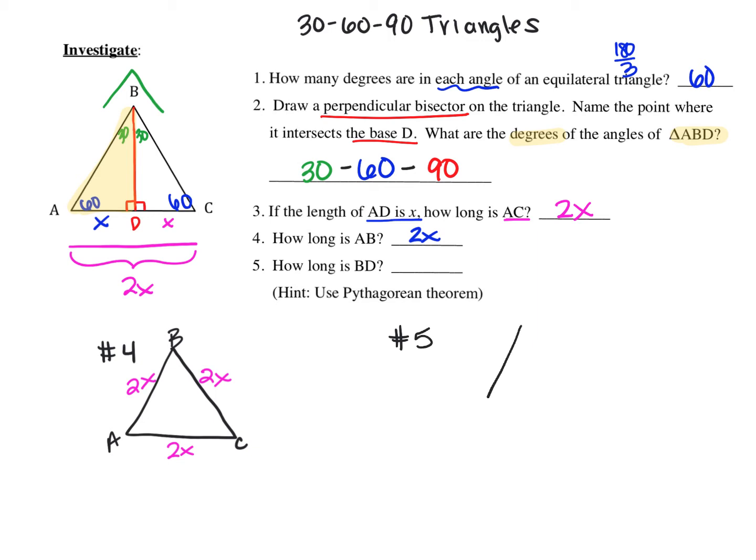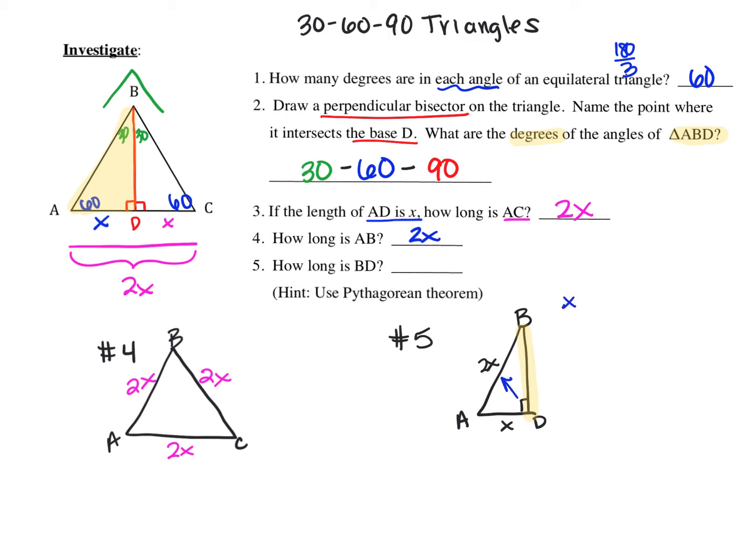So for number 5, we're going to be looking for the length of BD. So I'm just going to redraw the triangle on the left-hand side. We have A, B, D. Oh yeah, that is a D, sorry. So I know that AD is X. In the last problem we found AB, which was 2X. So now I'm going to be looking for the length of BD, and we're going to use the Pythagorean theorem to do that. So I have the hypotenuse there.